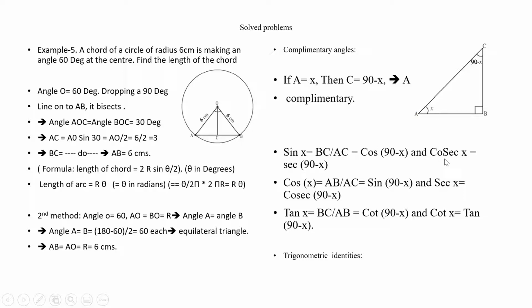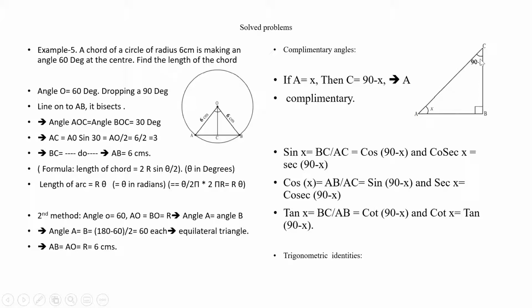In the same way, cosecant X is equal to secant 90 minus X. Because 1 by sin X is cosecant X, and 1 by cos 90 minus X is secant 90 minus X. So when sin X is cos 90 minus X, cosecant X is also secant 90 minus X. So these are all complementary. You can say sin theta and cos theta are basically complementary in a triangle.